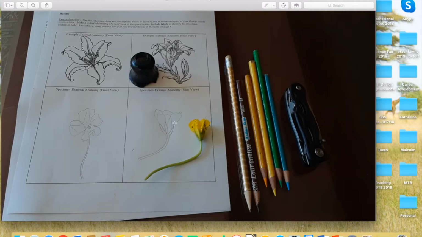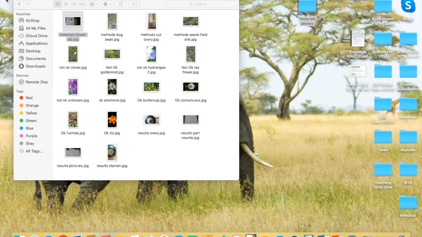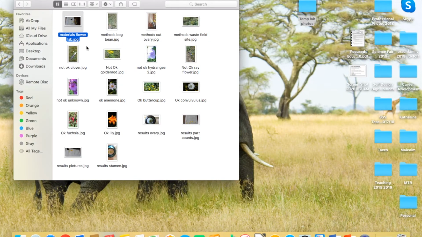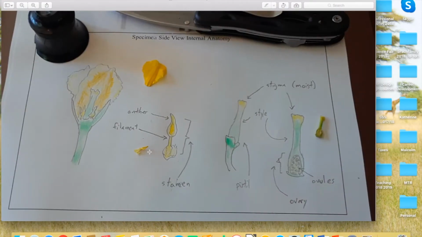And that's what I've done right here. I made drawings that I figured were good enough for this lab activity, and then I went and colored them in. If you look here, the second page there, this is the bottom part of that handout.